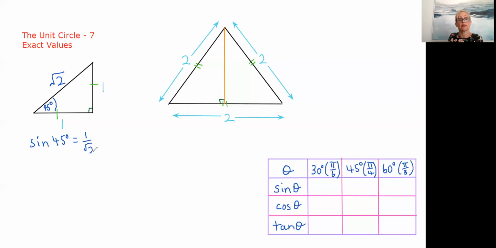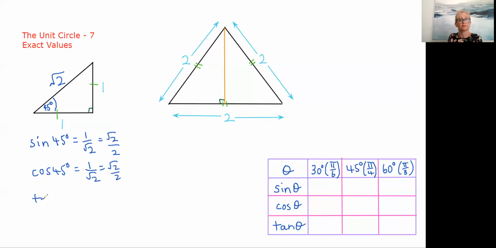Looking at this particular triangle, sine of our 45 degrees is our opposite on our hypotenuse. Now, some people leave it like that. Some people like to rationalise the denominator and write it as √2 on 2. It depends what you want to do, but either of those is actually correct. Cos of 45 degrees is adjacent on hypotenuse, which is the same thing.